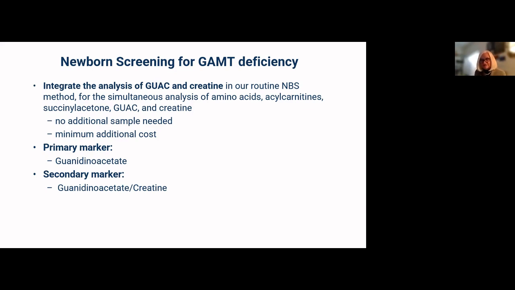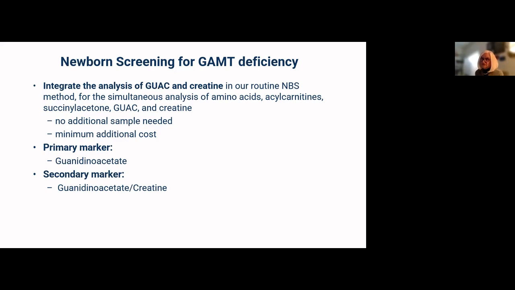We know that there are several blood spots collected from newborns, but we wanted to preserve them. We cannot keep increasing the number of blood spots, especially since these are little ones. So we wanted to do that so that there was no need for additional sample, and also from the financial point of view, this would have resulted in minimum additional cost, just the cost of the reagents. No instrument, no additional personnel, everything is done at the same time.